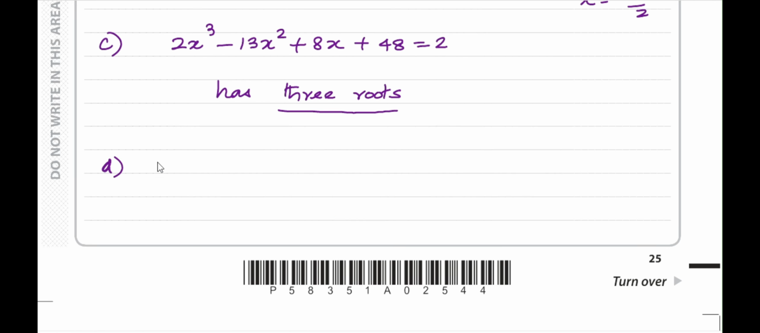Hence D is k equals 4 or k equals minus 3 over 2.